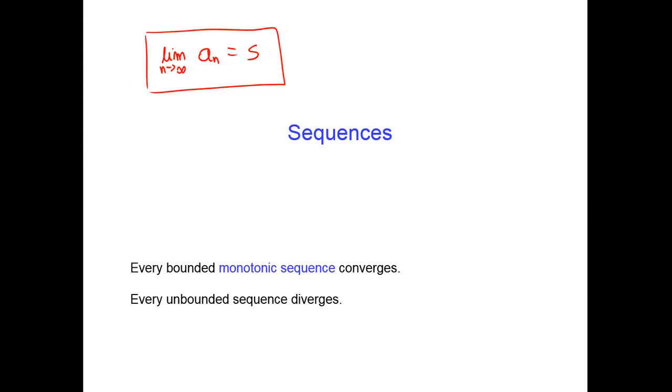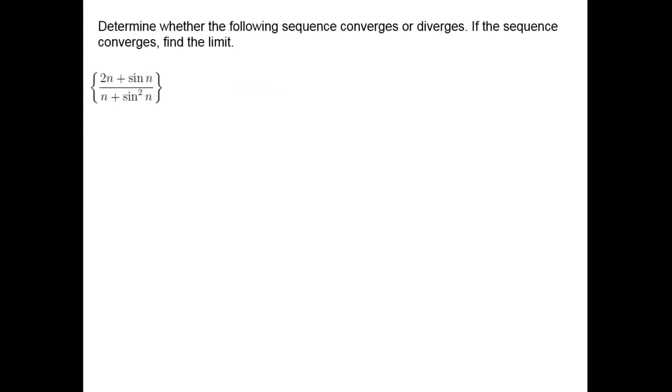We may also notice that every bounded monotonic sequence converges, and every unbounded sequence diverges. That's another tool that we can use in order to determine convergence. Example number 1. Determine whether the following sequence converges or diverges. If the sequence converges, find the limit.